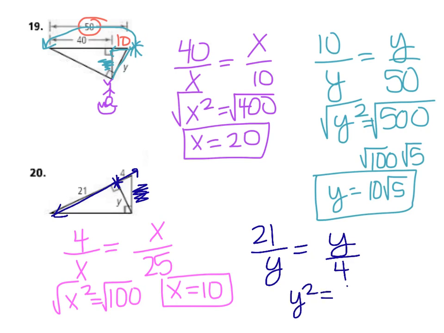We get y squared is equal to 84. Take the square root. 4 goes into 84 21 times. And so you end up with an answer for y of 2 radical 21.